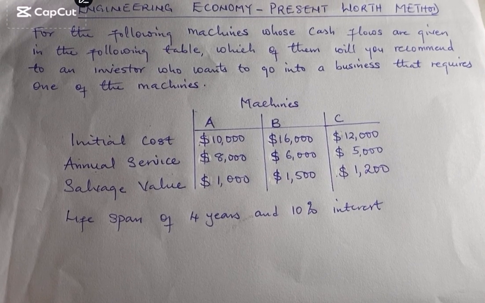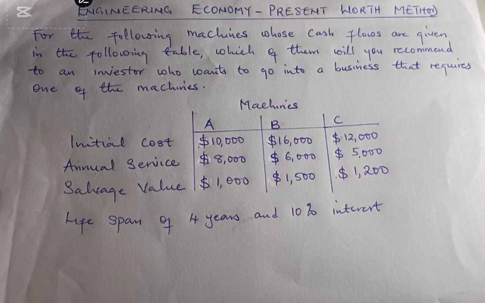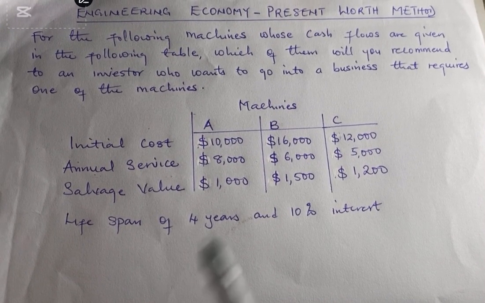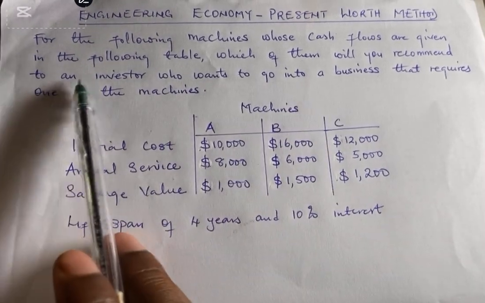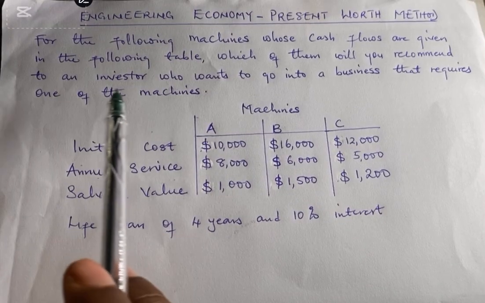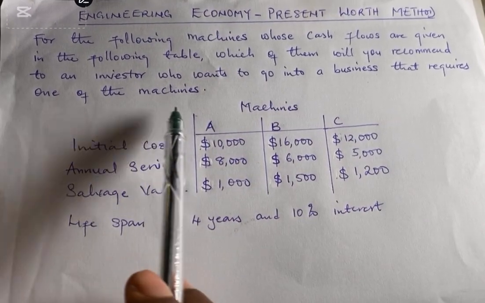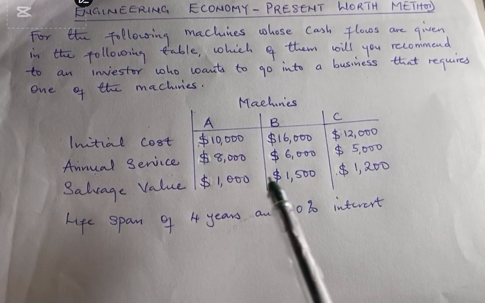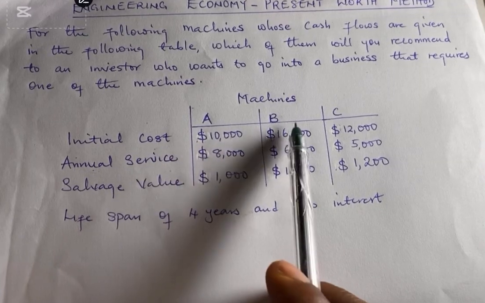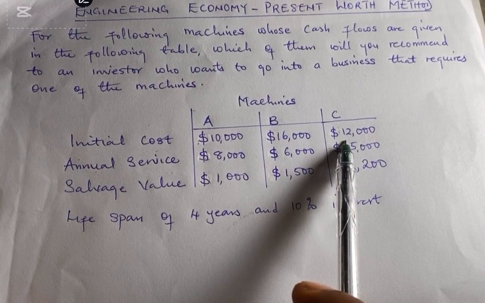In this video, we'll be looking at the present worth method of engineering economy. Looking at this question: for the following machines whose cash flows are given in the following table, which of them would you recommend to an investor who wants to go into a business that requires one of the machines? So this is a table. Machine A has an initial cost. This is the one for machine B, and then this one for machine C.